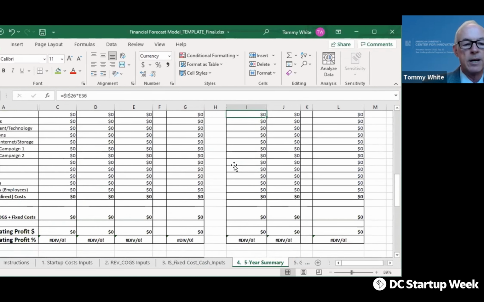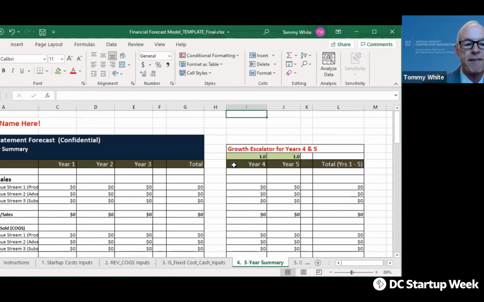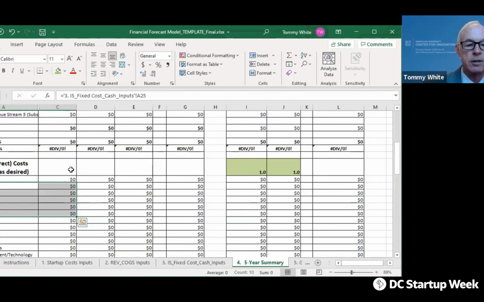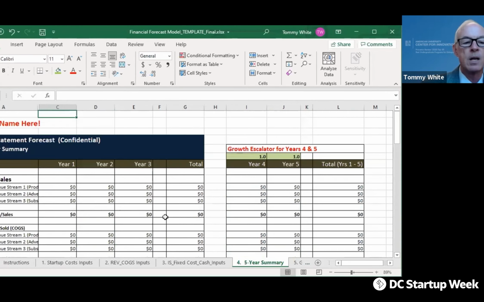So this is a summary of the 3 years financials that we just did, those 36 months here. All the revenue streams by year will be captured. All of the cost of goods sold will be captured, and all of our fixed costs will be captured in these 3-year forecasts going all the way down the line. So everything we just entered in will show up on a yearly basis, so we can get a much clearer and cleaner snapshot. What I've done for year 4 and 5 is I've created this growth escalator.